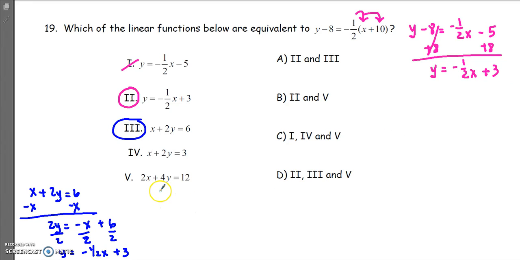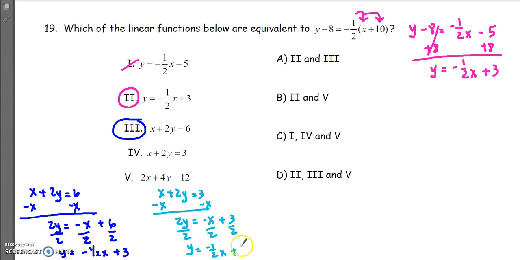You get a different color. The next one is going to be the x plus 2y equals 3. Again, subtracting my x, I will get 2y equals negative x plus 3. Divide everything by 2. And I will get the negative 1/2 x plus 3/2. Not a 3, so that one doesn't work.